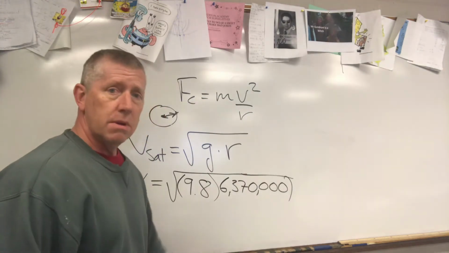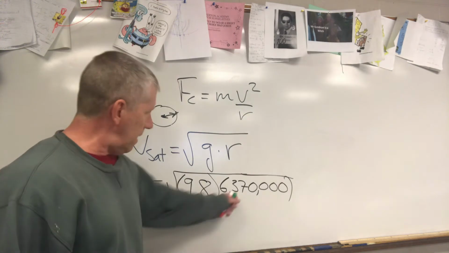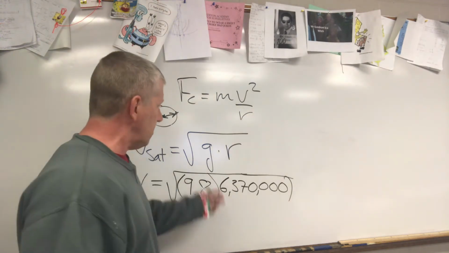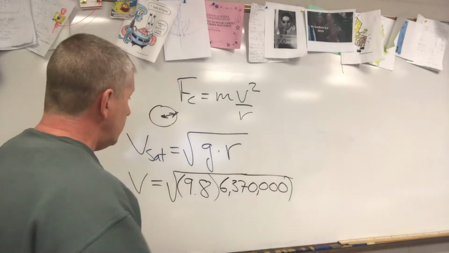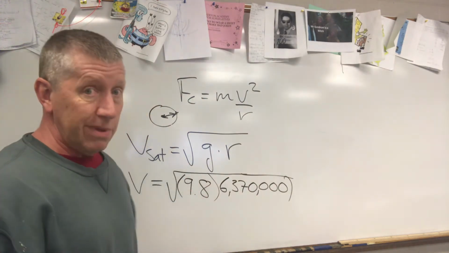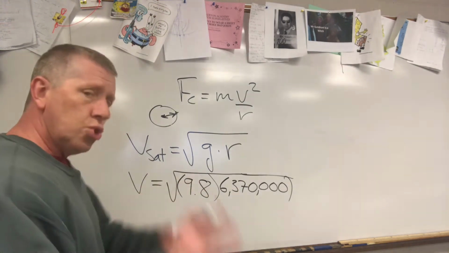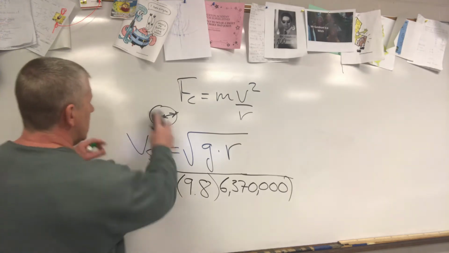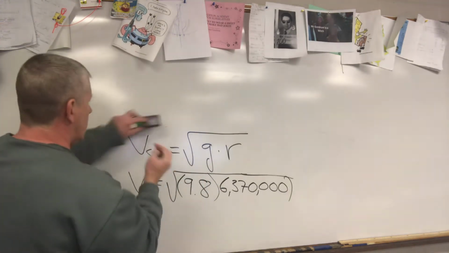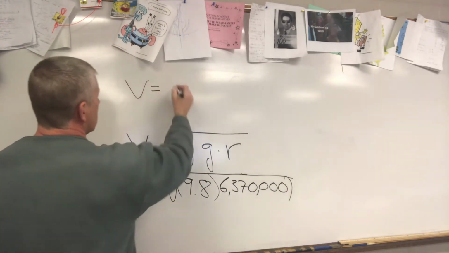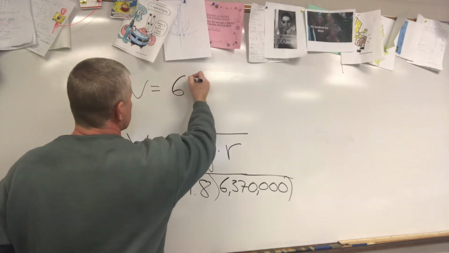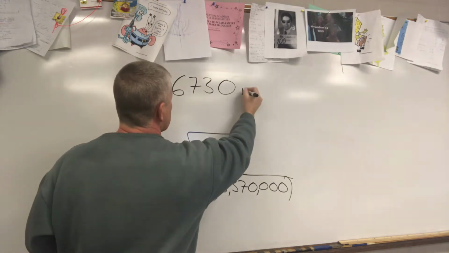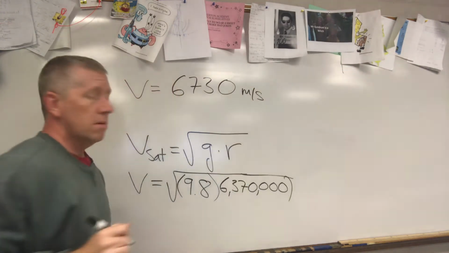Do the math. Calculate it. Multiply that by 9.8, which is essentially 10, so it's like 63,700,000. And don't forget to take the square root of it, because it can be really fast otherwise. Take a square root, and you should come out with a value that is about 6,730 meters per second.